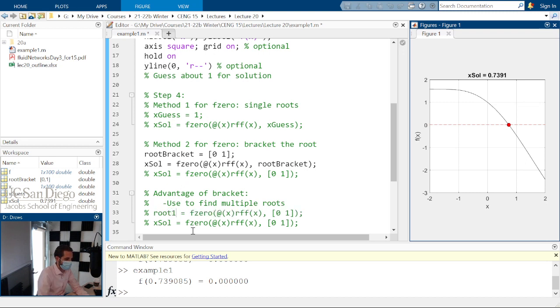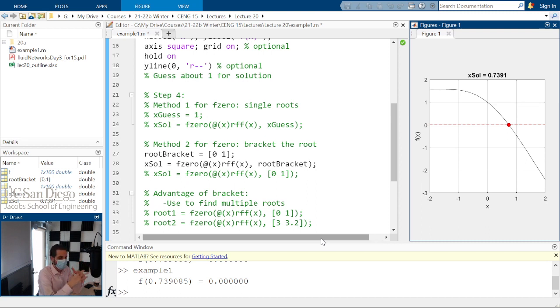And if you call this, for example, root 1 and this one root 2, you can then change the brackets over here. So maybe the second one you've noticed is somewhere between 3 and 3.2, something like that. Each time you re-bracket the root, it will find the root only within that range. So if in your initial plot you notice you have more than one root, using the brackets is how you say, I want to find that particular root.